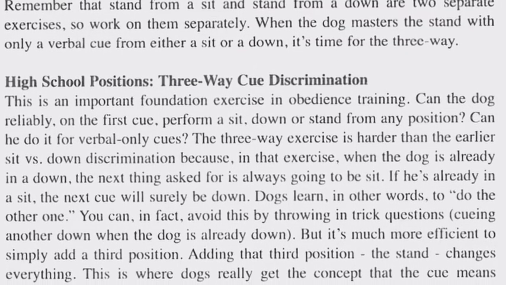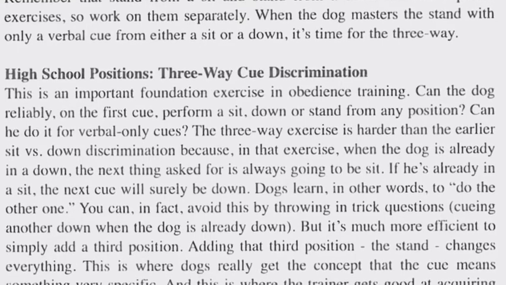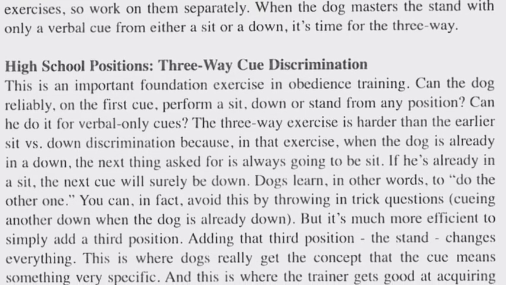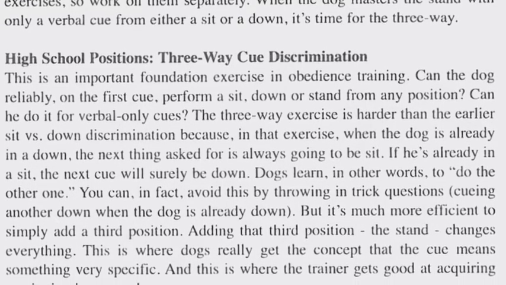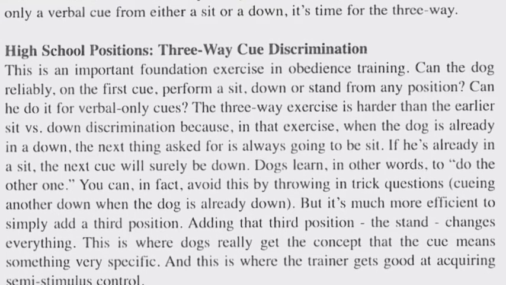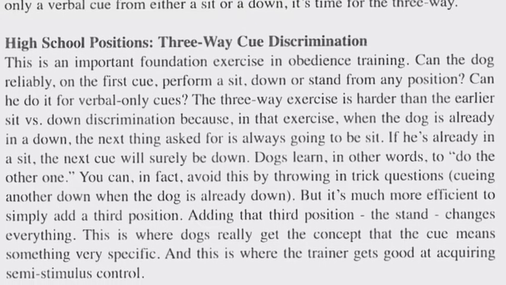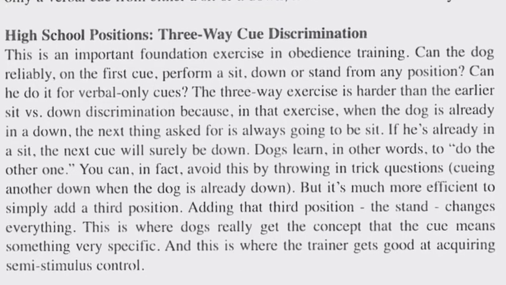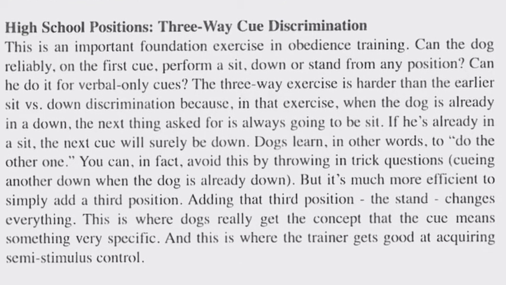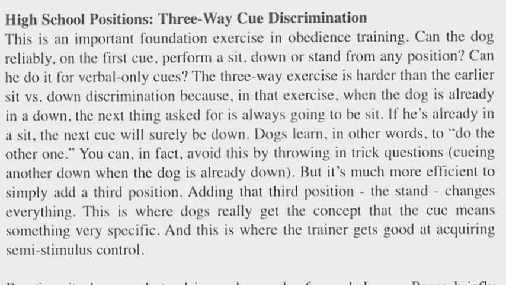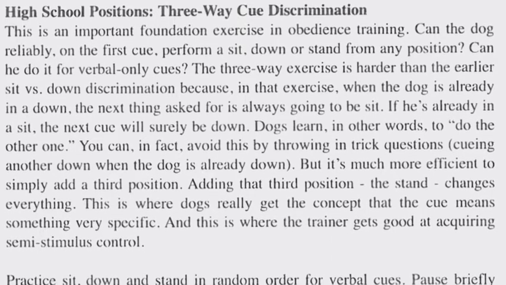When the dog masters the stand with only a verbal cue from either a sit or a down, it's time for the 3-way. High school positions. 3-way cue discrimination. This is an important foundation exercise in obedience training. Can the dog reliably, on the first cue, perform a sit, down, or stand from any position? Can he do it for verbal cues only?